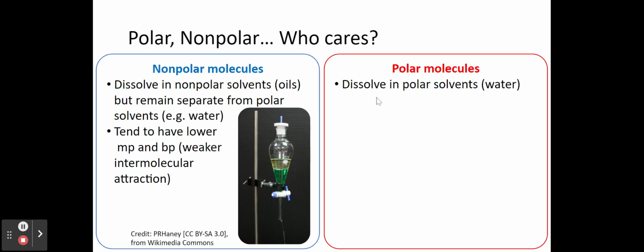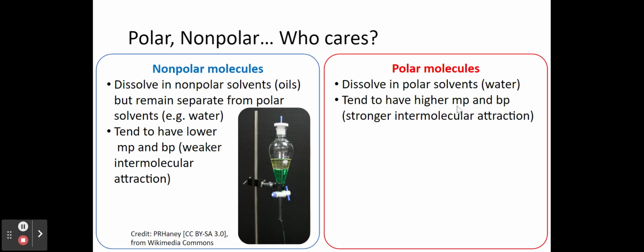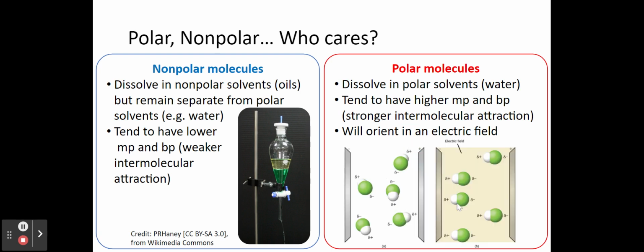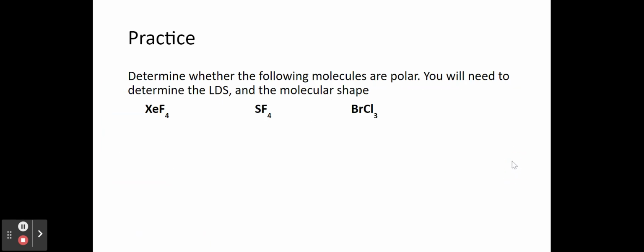Polar molecules, on the other hand, dissolve in polar substances like water. They tend to have higher melting points and higher boiling points because they have stronger forces between the molecules. And they tend to orient themselves in an electric field where the partial positive end of the molecule would be attracted to the negative end of an electric field, and the partial negative would be attracted to the positive region of that electric field.